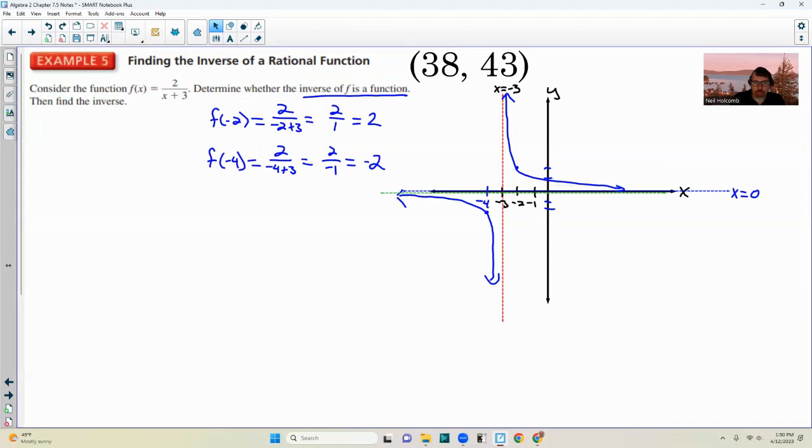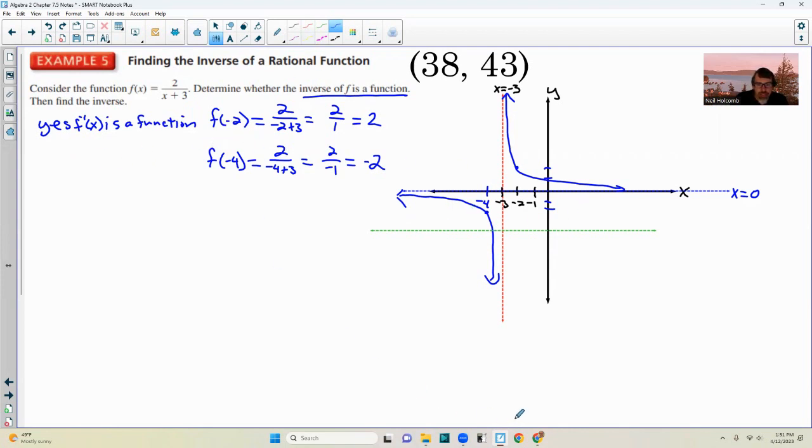Then it jumps over the horizontal asymptote, and now I'm only touching at one location down below here. It never crosses the function in two places horizontally. So therefore, this is a function. So yes, the inverse, f inverse, or f to the -1 of x, is a function, and you'd say that's because it passes the horizontal line test.